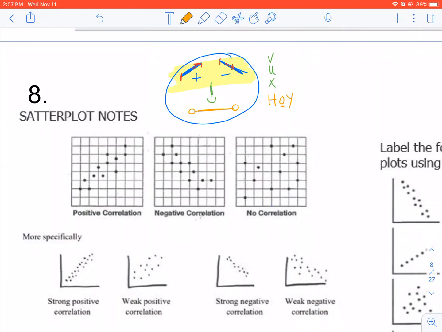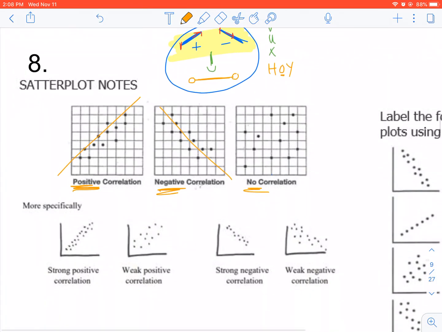Okay, so we're looking for positive or negative. And you can see from here, whenever the dots are kind of going this way, that is a positive correlation. Whenever the dots go this way, that's a negative correlation. And if they're just kind of spread out all over the place and we can't decide whether they're aiming up or aiming down, that's going to be no correlation.